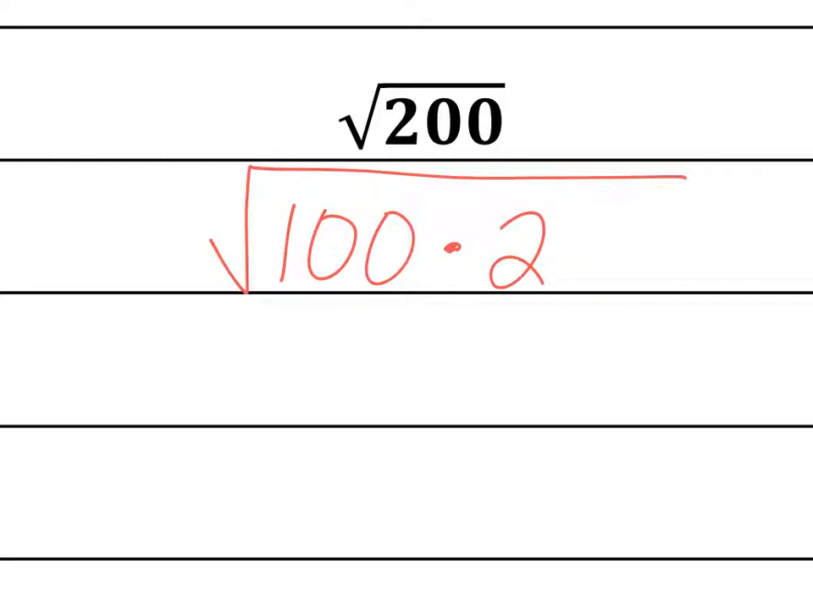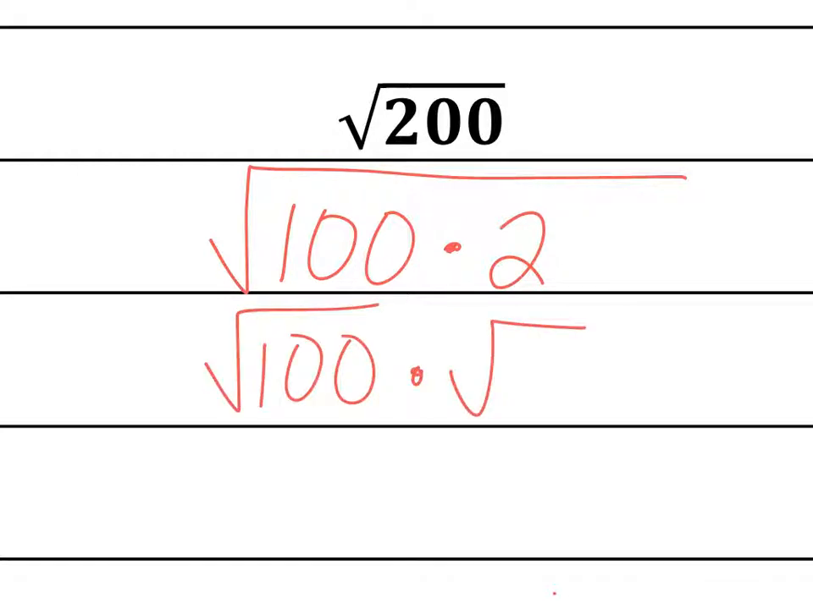And we can write that as two square roots: the square root of 100 times the square root of 2. Guys, what's the square root of 100? 10. Yay. So it's 10 root 2. See, that's kind of fun?